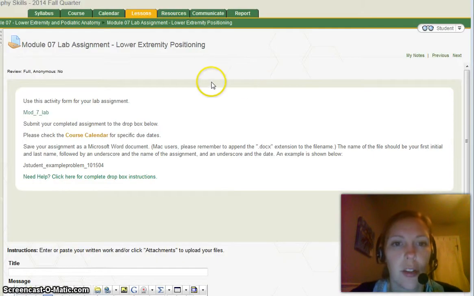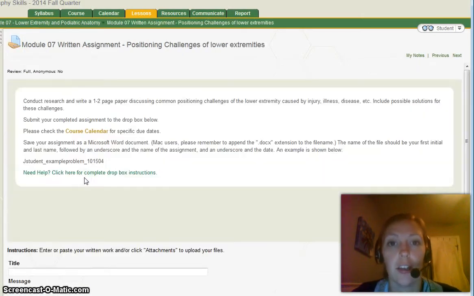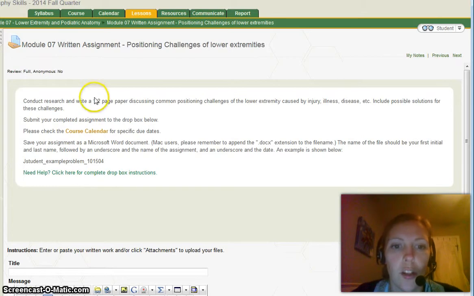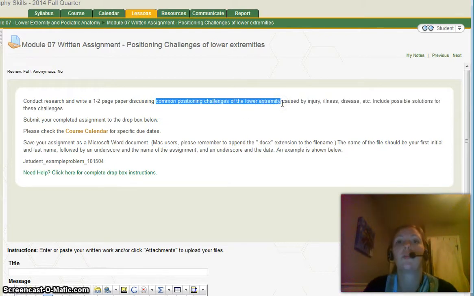All right, let's jump back to our lessons and take a look at the written assignment. Again, it'll look very similar. 1 to 2 pages, that's all. And we're going to discuss common positioning challenges of the lower extremity. So just like your upper extremity, except for your legs.